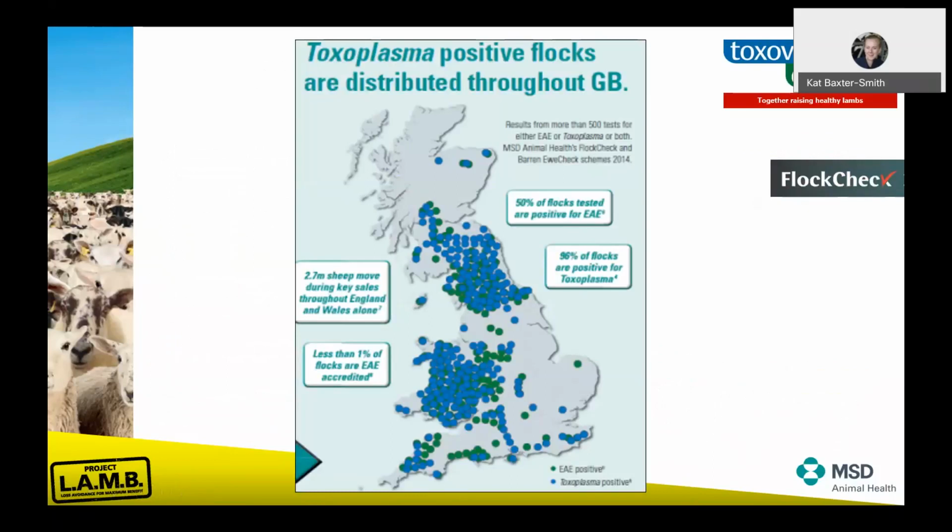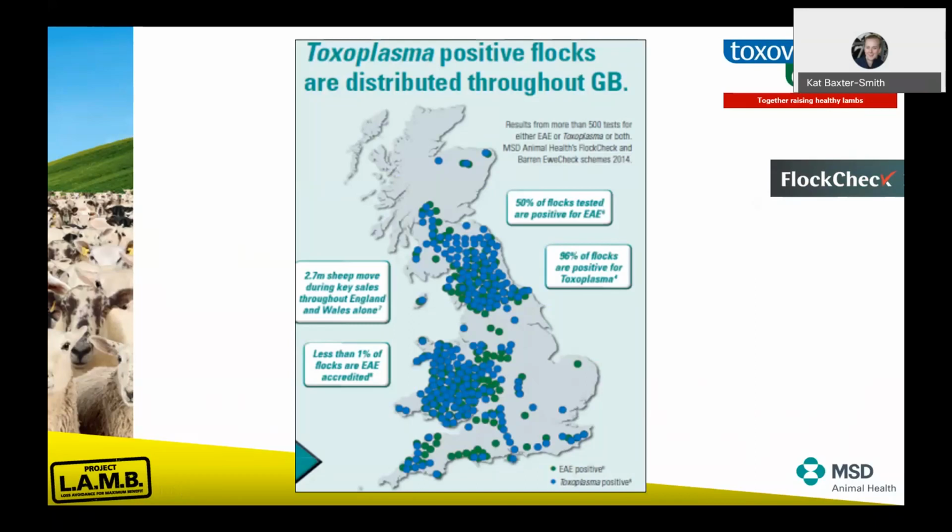So here's some results from FlockCheck, which is the MSD diagnostic scheme that we've been running for many years. It's basically blood sampling from flocks which have had problems with abortions or barrenness or weak lambs. We need normally 8 samples from ewes that have been seen to have aborted or have produced weak lambs or have been barren, as we're much more likely to get diagnostic results from those animals because their antibody levels will be higher. And it's in that 3-month period post-lambing that we need to get those samples.